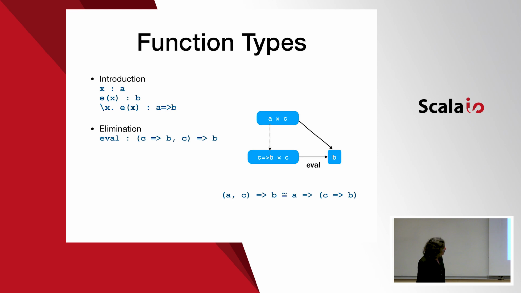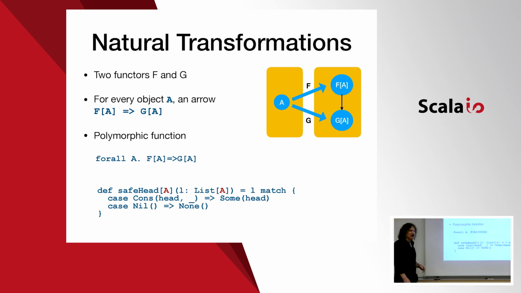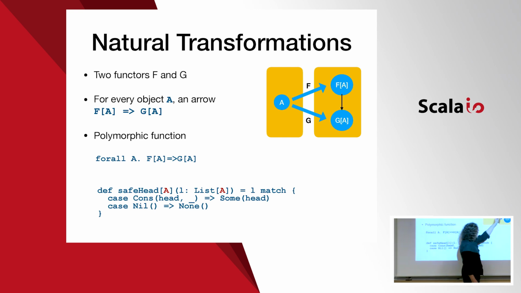Okay, so I'll have to speed up now. Natural transformations are extremely important. We know them as polymorphic functions, okay? In category theory, they are just mappings between functors. So if you have two functors, F and G, you pick an object A, and you map it to FA, and you can map it to GA. A natural transformation is when you pick these arrows.